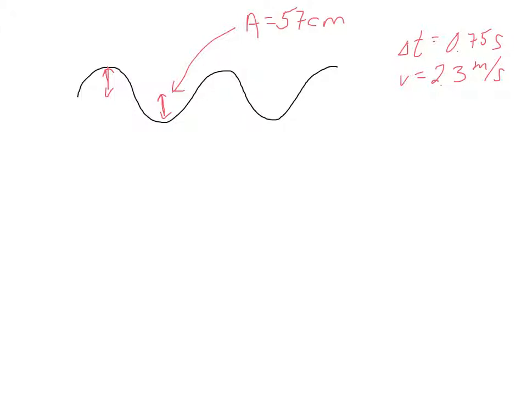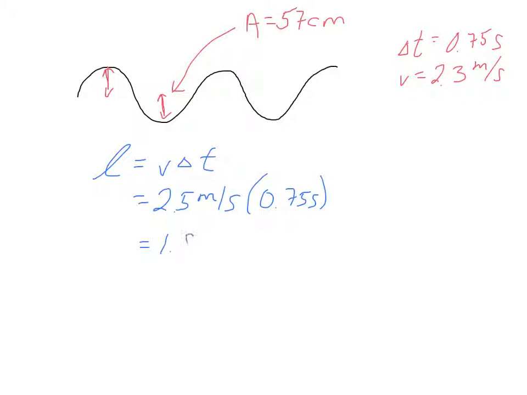The first thing we're being asked for is the length of the pulse, and we know that the length of the pulse is equal to the speed multiplied by the time. So we can say that we have 2.3 meters per second multiplied by the time, which is 0.75 seconds. And we get that the length is 1.875 meters. For significant digits, we would say it is 1.9 meters. And that's the length of the pulse, which would be the length of either a crest or a trough.